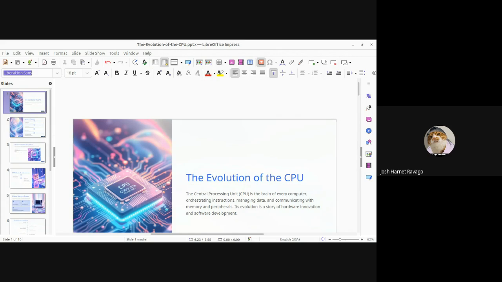The third one is the Intel Core i9 in the year 2020. It is now multi-core, multi-threaded, with advanced branch prediction and L1 to L3 caches.